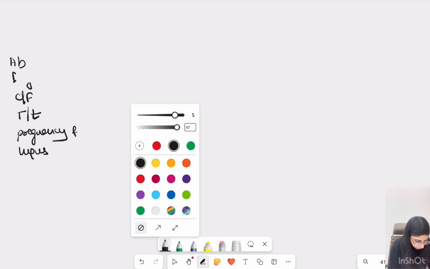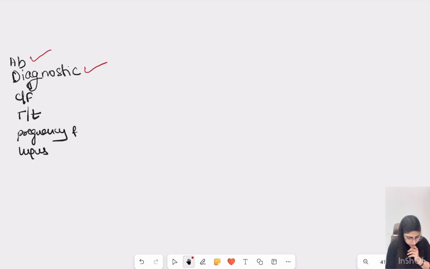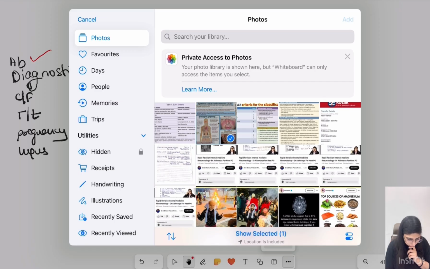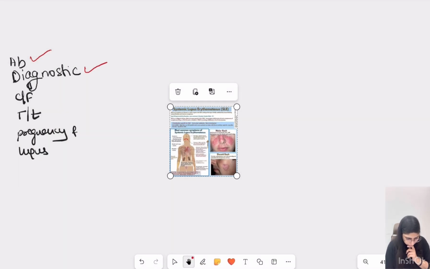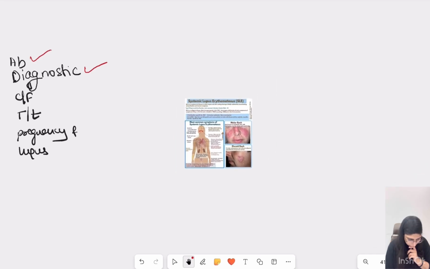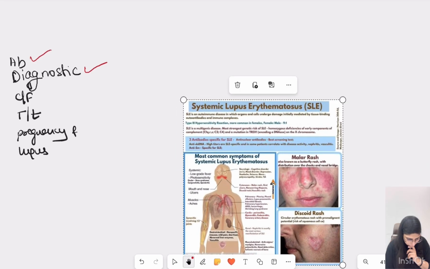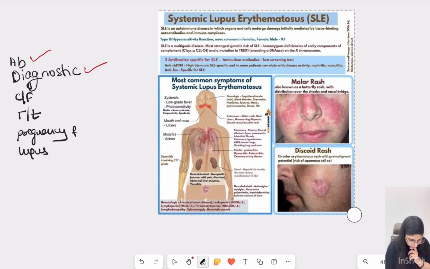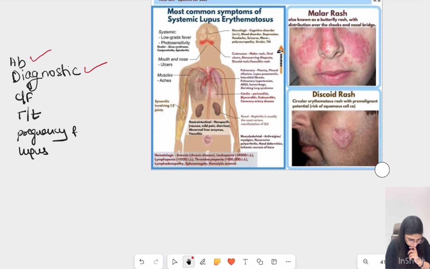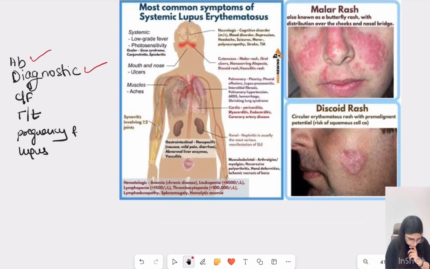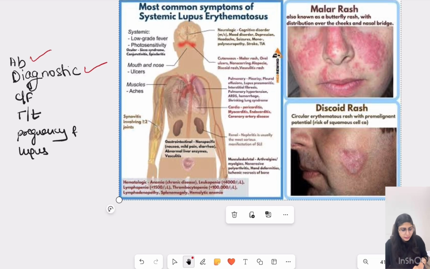So antibody is done. Diagnostic criteria is done. Moving on to the clinical features.